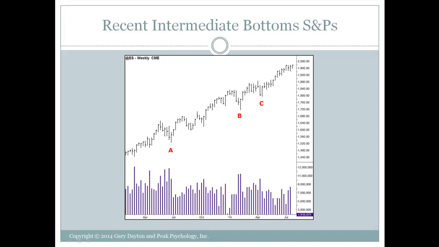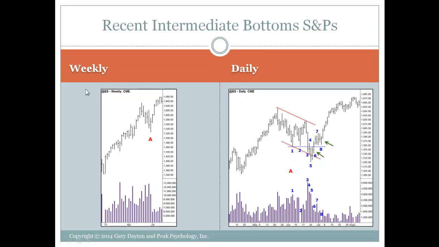All right, I want to go through just a couple of the last 3 intermediate bottoms in the S&Ps, because we've had such a strong uptrend. And this is as of, I don't know, it must be today, I think. This is a weekly chart of the S&Ps, a continuation chart. We're just going to look at these last 3 pullbacks in the S&Ps. And it's very similar to what we've been talking about.